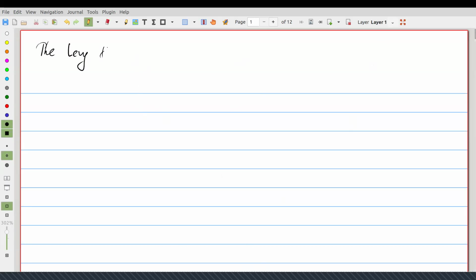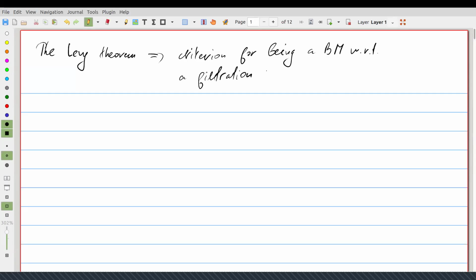So we established the Lewis theorem that discusses some criterion for being a Brownian motion with respect to a filtration F_t. So what does this mean? Being a Brownian motion with respect to a filtration actually means some things. Firstly, this is a Gaussian process with proper mean and proper variance.